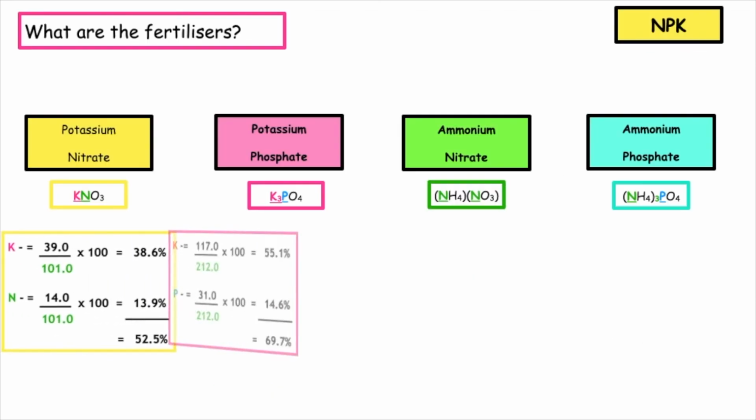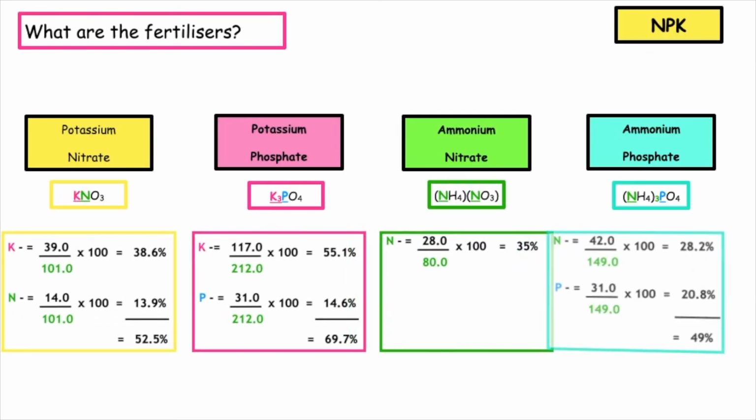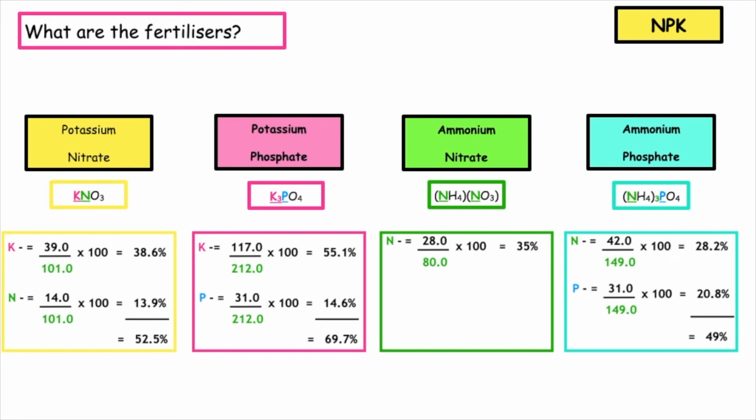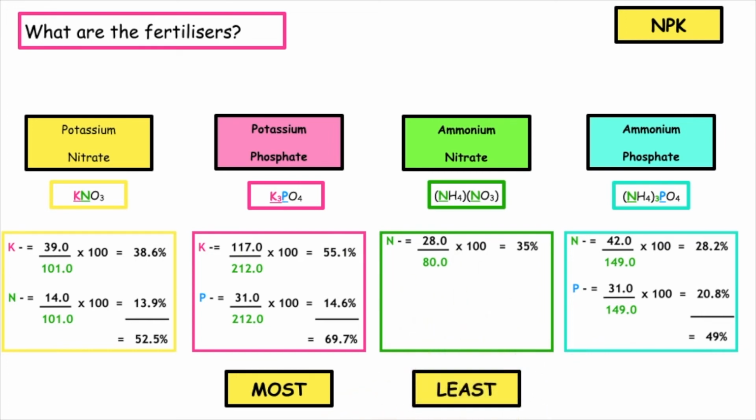So what we can see from calculating the percentage composition of N, P or K in each of the fertilisers is that potassium phosphate has the most essential elements and ammonium nitrate has the least essential elements for percentage composition.